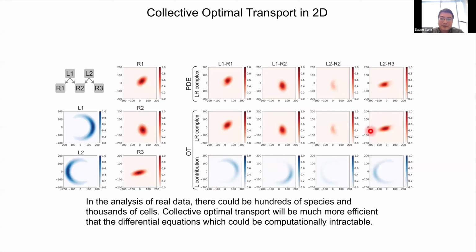Basically, in real analysis, we can imagine that there are thousands of, for example, in the CellChat database, there are over 2,000 ligand receptor pairs, right, and hundreds of species. So it's very computationally costly to model this via detailed partial differential equations, but our optimal transport framework can compute all these species at the same time relatively efficiently.